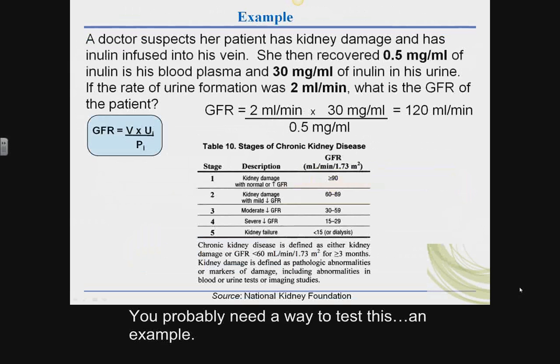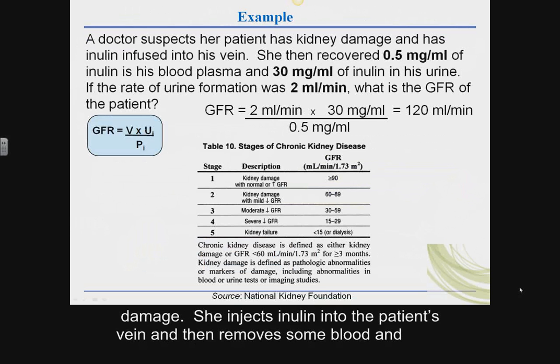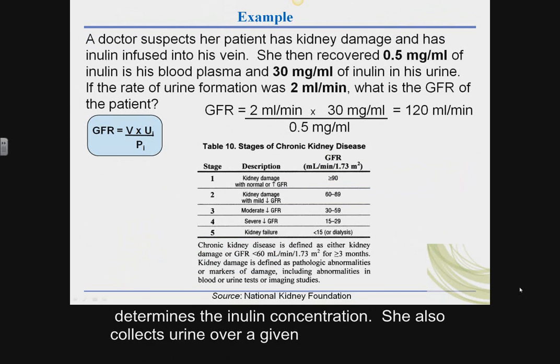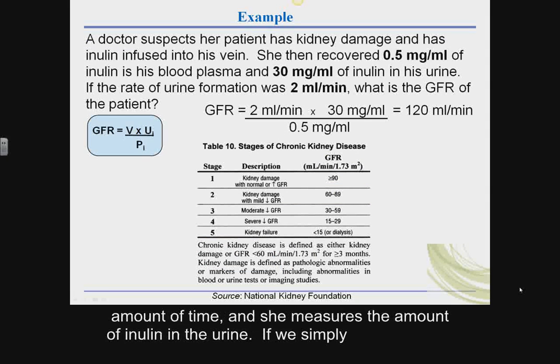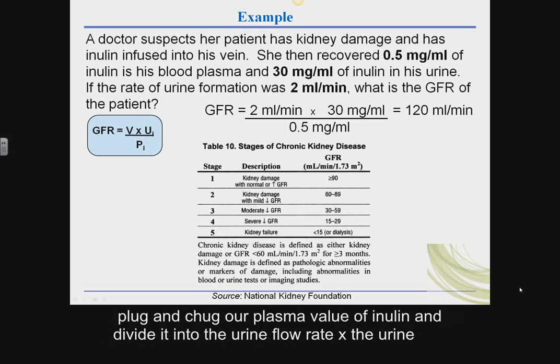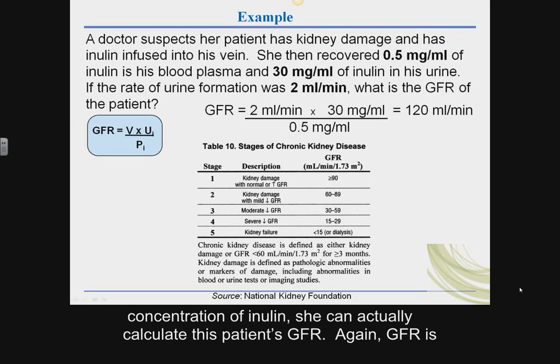You probably need a way to test this. You need an example. A doctor suspects a patient has kidney damage. She injects inulin into the patient's vein and then removes some blood and determines the inulin concentration. She also collects urine over a given amount of time, and she measures the amount of inulin in the urine. If we simply plug and chug our plasma value of inulin and divide it into the urine flow rate times the urine concentration of inulin, then we can actually calculate the patient's GFR.